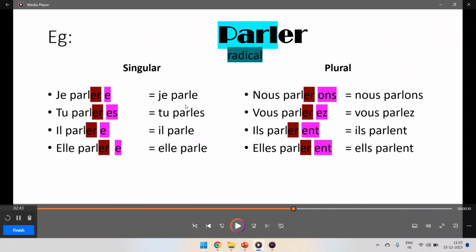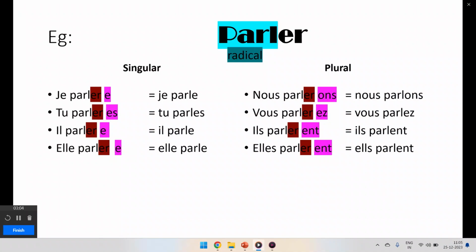Now whatever we have here is called the conjugation of the ER verb in present tense. Okay, je parle, tu parles, il parle, elle parle. Nous parlons, vous parlez, ils parlent, elles parlent. Here it is actually ELLES only. It's a typing error. Okay.